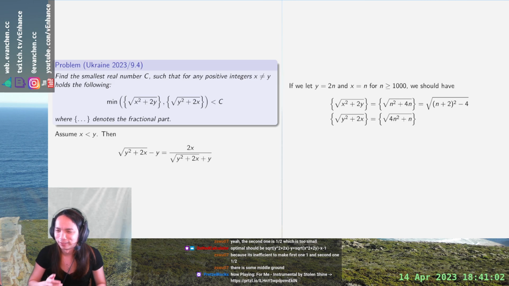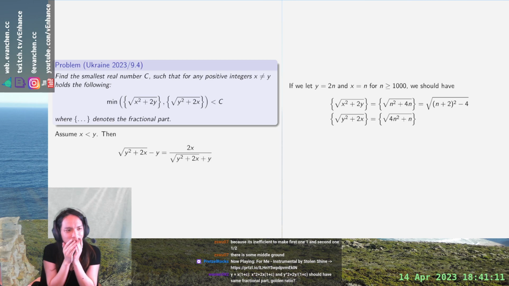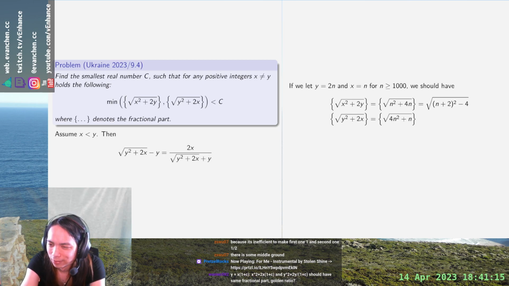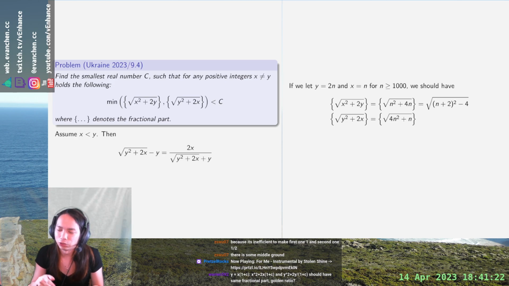Because we think this is around, no, actually it's less than that, I think. This is like a quarter. Because the thing is like root 4n squared plus n is like about 2n plus 1/2 all squared. No, sorry, 2n plus a quarter all squared. So this is actually really bad. This is like a quarter.